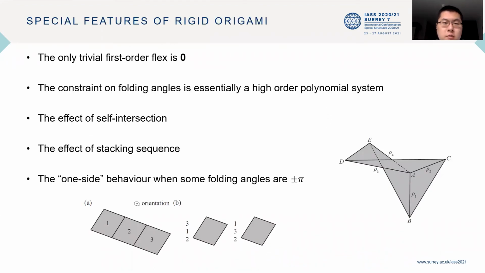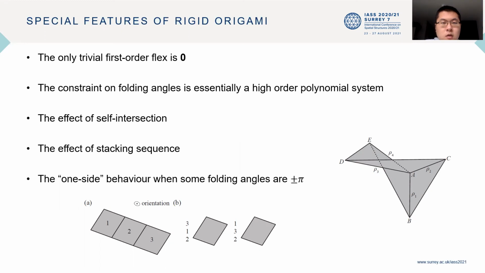Last, I want to mention some special features of rigid origami compared to the classic theory on bar-joint frameworks. First, in the folding angle expression, the only trivial first-order flex is 0. Second, the constraint on folding angles is essentially a high-order polynomial system, while for bar-joint framework, the constraint is quadratic. Third, the effect of self-intersection could not be revealed from the algebraic analysis. The collision between panels might also induce rigidity.